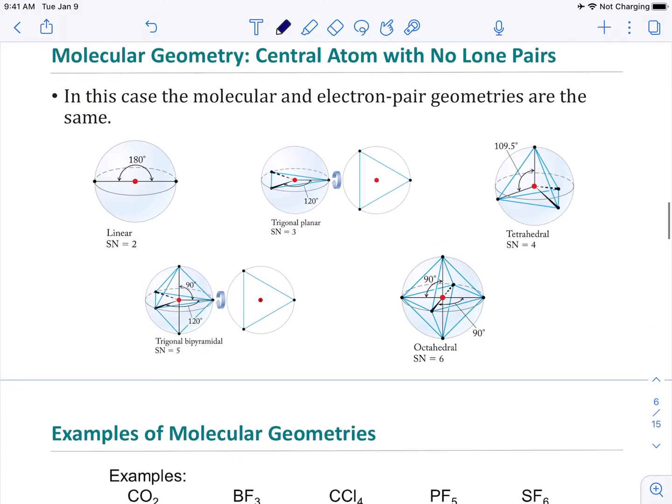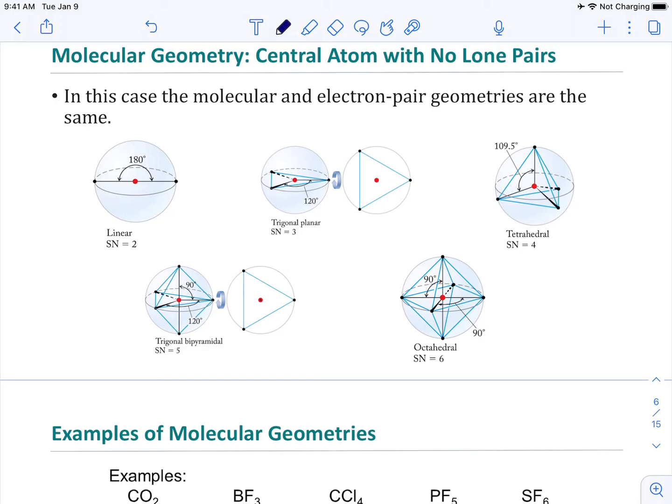So here, this is a case where there's no lone pairs, and all the regions around the central atom are atoms. So in this case, the molecular and electron pair geometries are the same. So linear is linear, trigonal planar is trigonal planar, tetrahedral is tetrahedral, trigonal bipyramidal is trigonal bipyramidal, octahedral is octahedral. Those names you need to learn. You need to start getting familiar with the angles too. Tetrahedral is 109.5 degrees. And you can see the three-dimensional structure there. I'll bring some models to class so we can see these. Trigonal planar is 120 degrees.